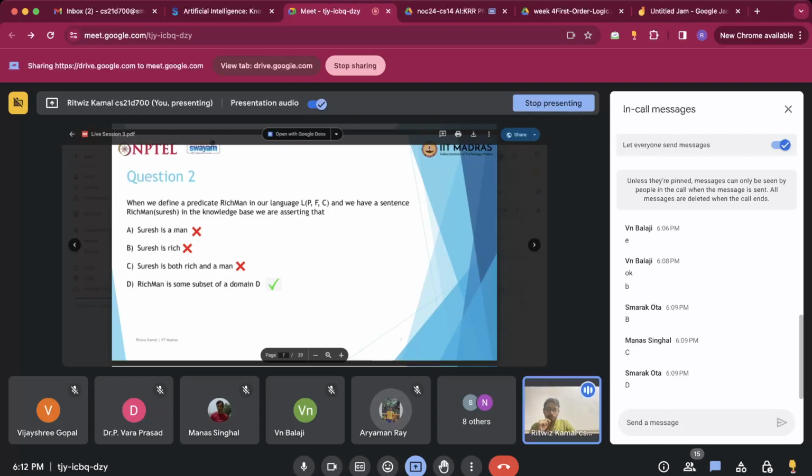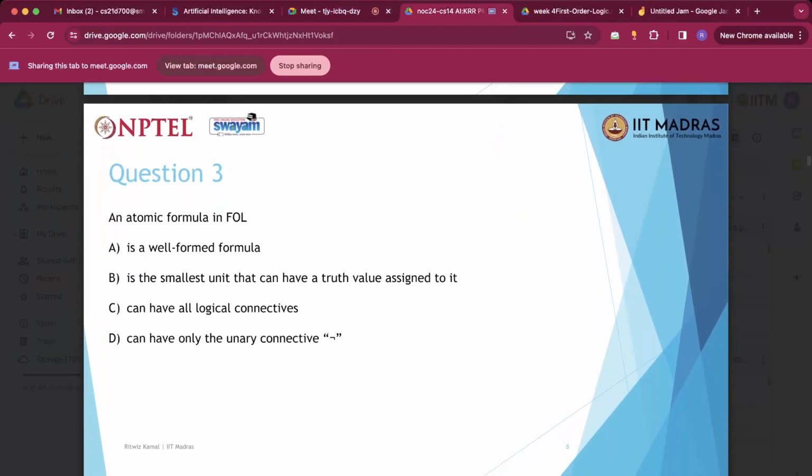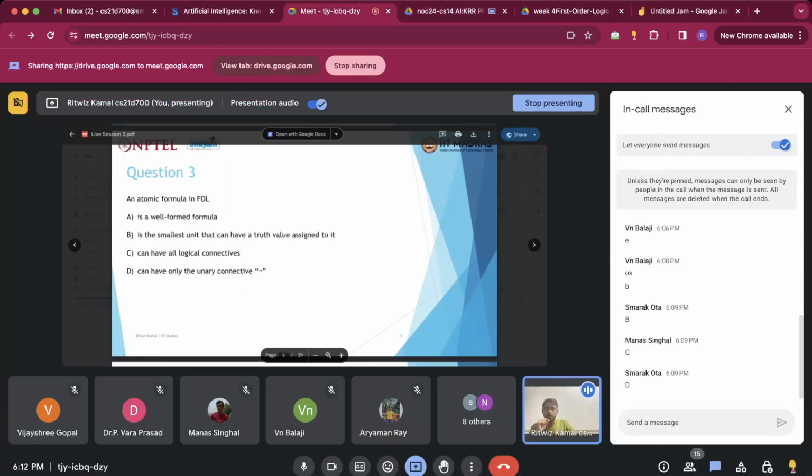Okay, so shall we move on to the third question then? The third question asks us, what is an atomic formula in first order logic? Remember, we discussed what an atomic formula is in PL, or propositional logic, in the previous sessions. Now we are concerned with an atomic formula in first order logic. So which of these options do you think would be correct?